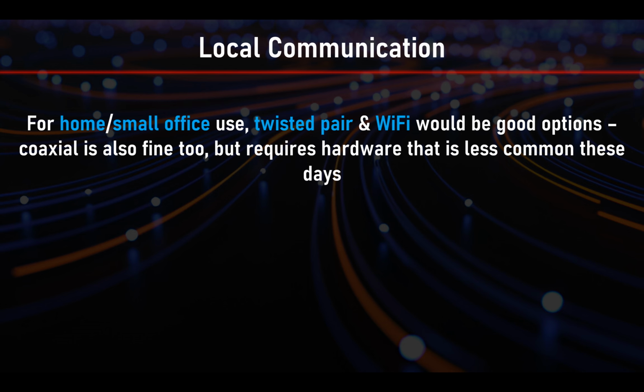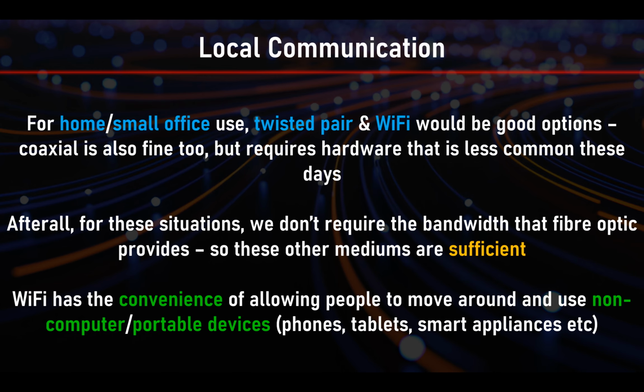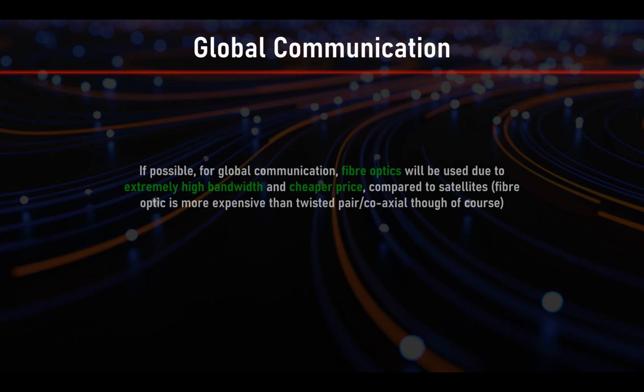Then if we think about local communication, for home or small office use, twisted pair and Wi-Fi are going to be good options. I guess coaxial is fine, but coaxial requires hardware that's less common these days. People are generally not familiar with coaxial. And for these two simple situations, since we don't need the high bandwidth that fibre optic provides, twisted pair and Wi-Fi are going to be sufficient. We said that Wi-Fi is convenient, people can move around and use portable devices.